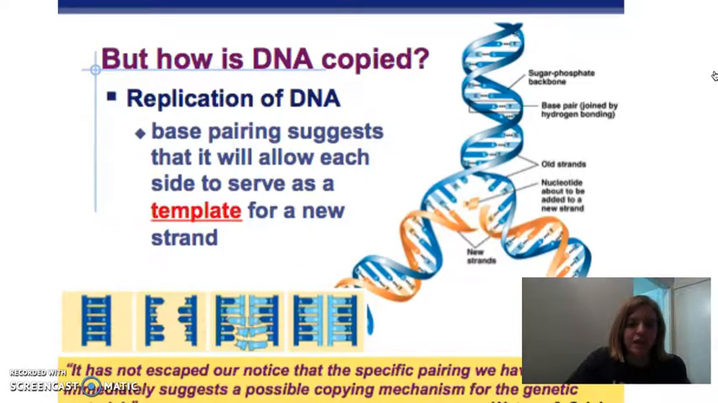So when we're talking about the replication of DNA, this is something that Watson and Crick hypothesized when they came up with their model of DNA, obviously with the help of Rosalind Franklin. They noticed that the way the bases paired seemed to indicate that perhaps one strand could serve as a template for a new strand. And this is indeed how they began to discover that DNA was copied.